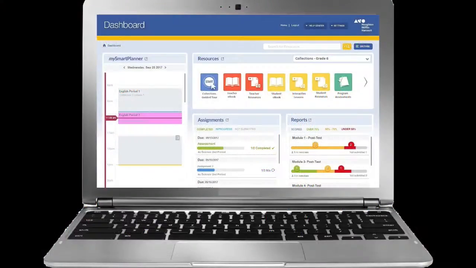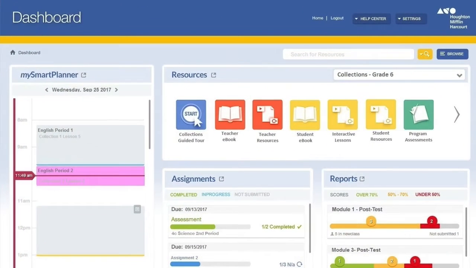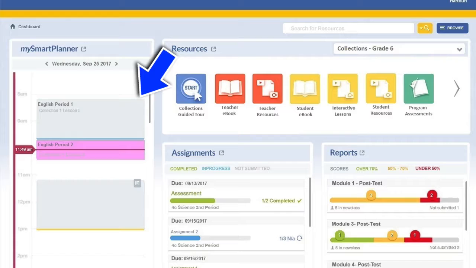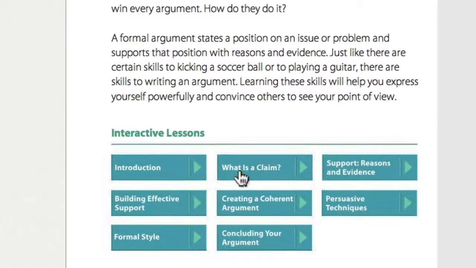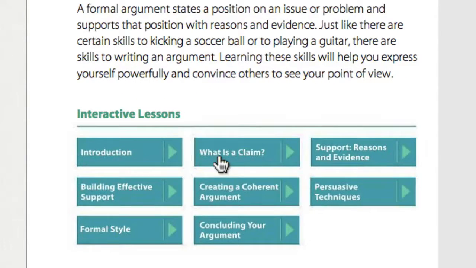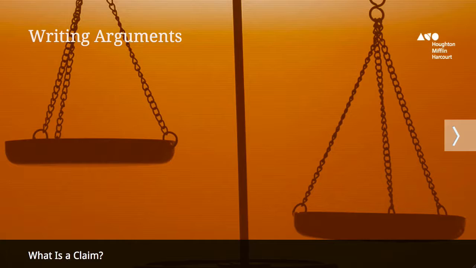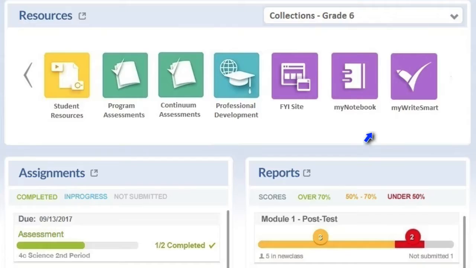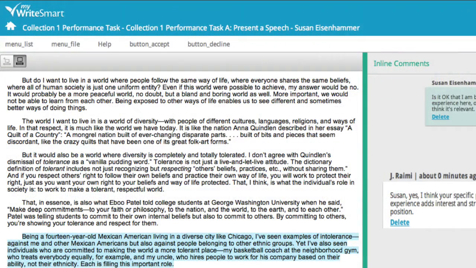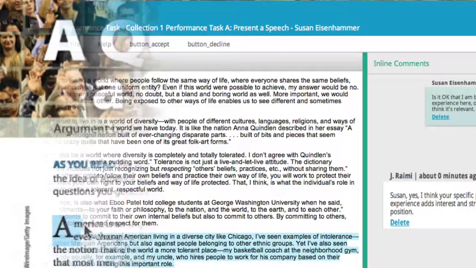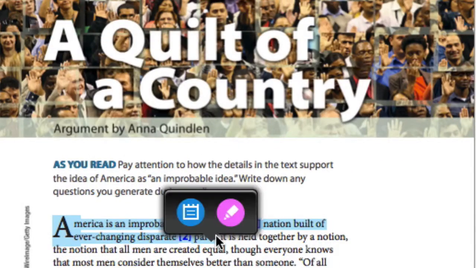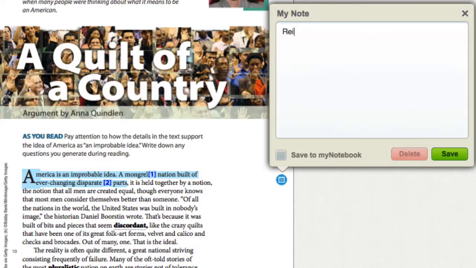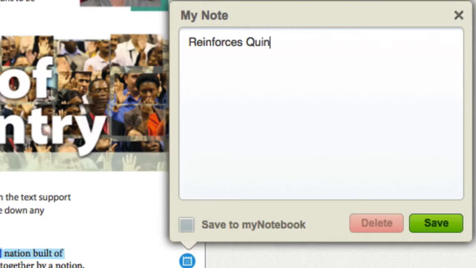Of course, all of your digital resources are conveniently organized and available on your teacher dashboard, including your teaching schedule and student progress at a glance. Direct students to interactive lessons for instruction and practice in critical skills for writing, speaking, listening, and research. Engage students in writing, revising, and evaluating with MyWriteSmart, the dynamic digital workspace for completing performance tasks. To develop skills for close reading and citing of text evidence, students have annotation tools for highlighting and taking notes that can be saved in My Notebook for after-reading questions and tasks.